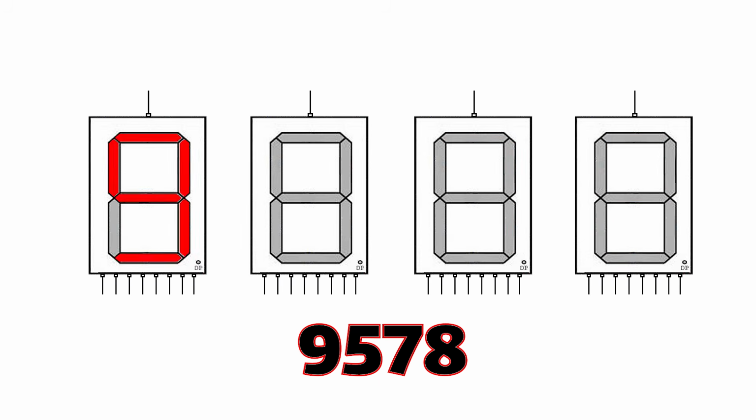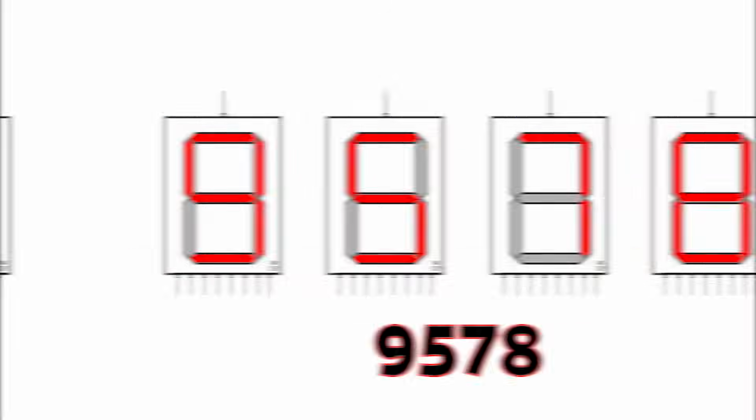And then we repeat the whole process again, showing number 9 on display 4 and 5 on display 3 and so on. If we do this at high speed, the human eye won't be able to detect the LEDs turning on and off, and it will create the illusion of a constantly displayed 4-digit number.